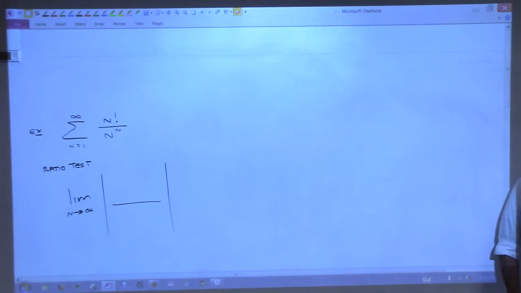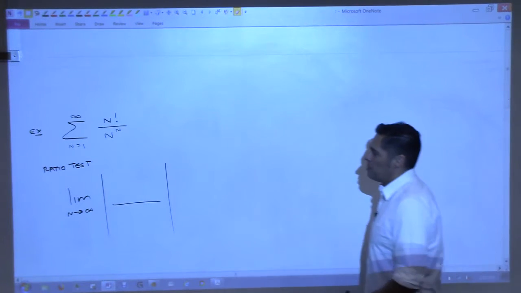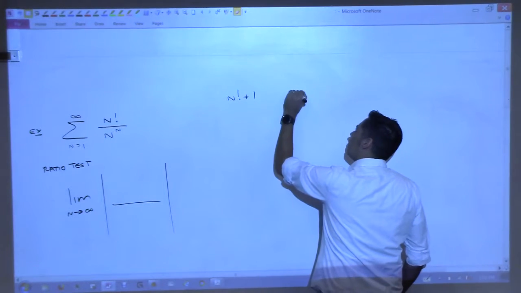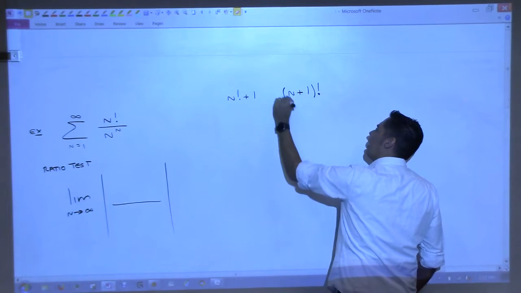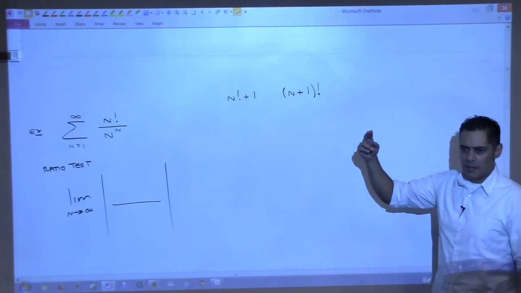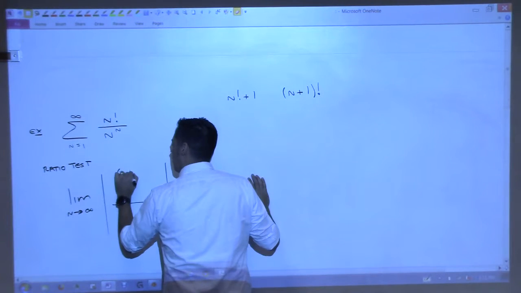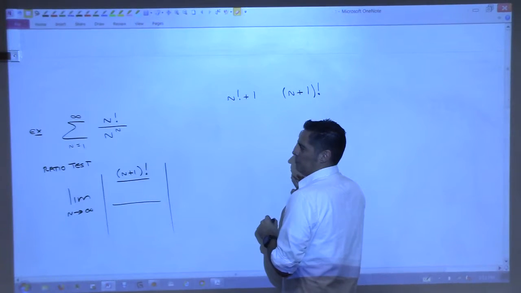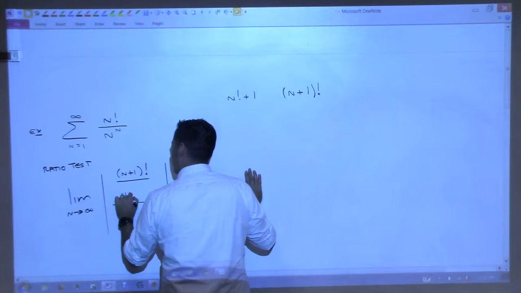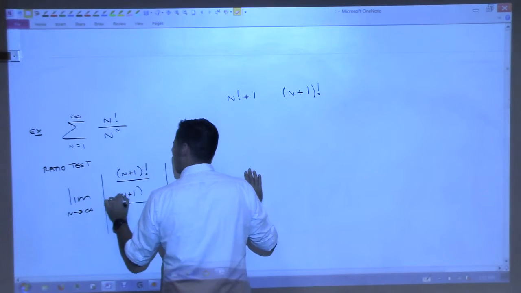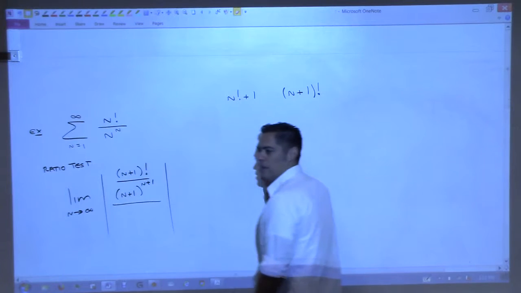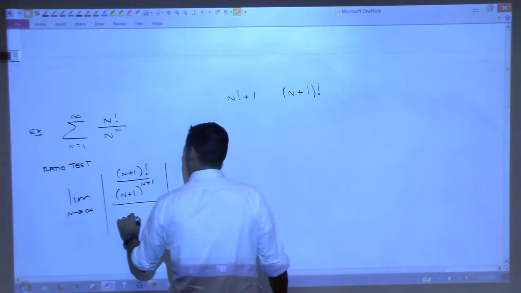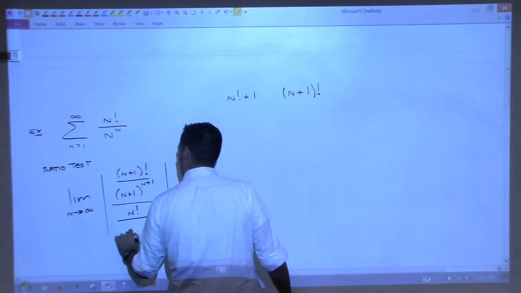All right, so what goes on top? n plus 1 factorial. So is it n factorial plus 1, or is it n plus 1 factorial like that? This one, right? That's what it is, this one. So it's n plus 1 factorial over n plus 1 to the n plus 1, it's kind of weird, n plus 1 to the n plus 1 over n factorial over n to the n.